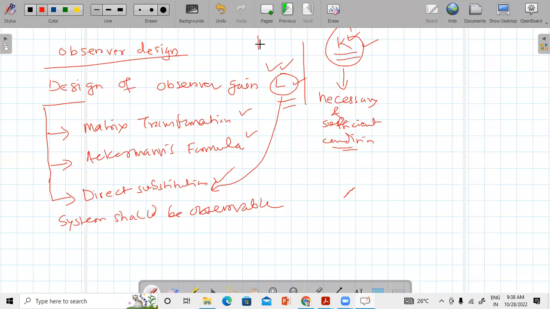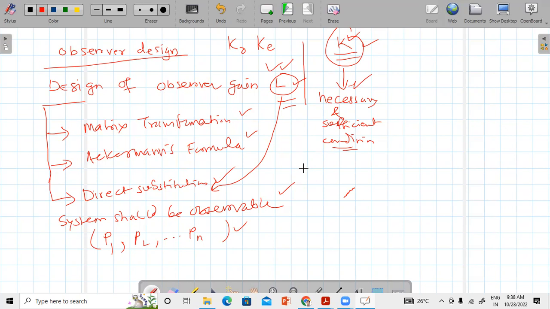काही ठिकाणी L म्हटलंय, काही ठिकाणी KE म्हटलंय, काही ठिकाणी KO म्हटलंय. असं वेगवेगळ्या पुस्तकांमध्ये वेगवेगळं नाव आहे. But here we are using L. System should be observable. Here system should be controllable. Right? And here also we need some poles, locations where we can place our observer poles. So P1, P2 up to Pn. And all the three methods are similar.